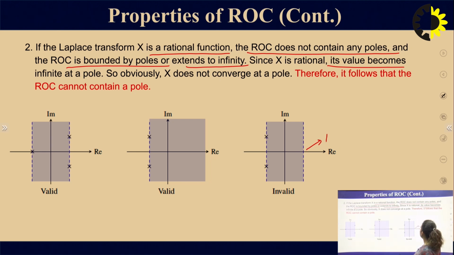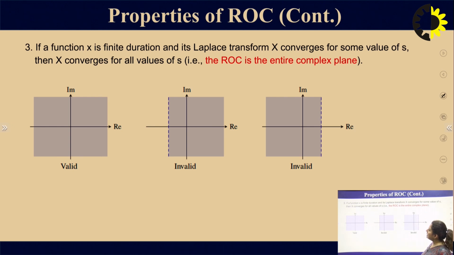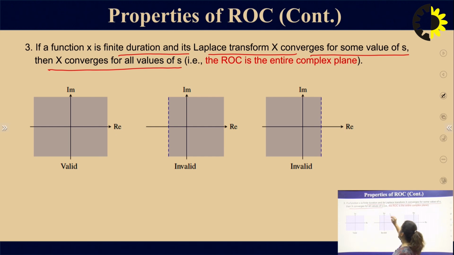So here the pole is not defined. Pole is not defined, so this is not a valid ROC. The third property is, if a function x is finite duration and its Laplace transform converges for some value of s, then it also converges for all values of s, that is, the ROC is the entire complex plane.